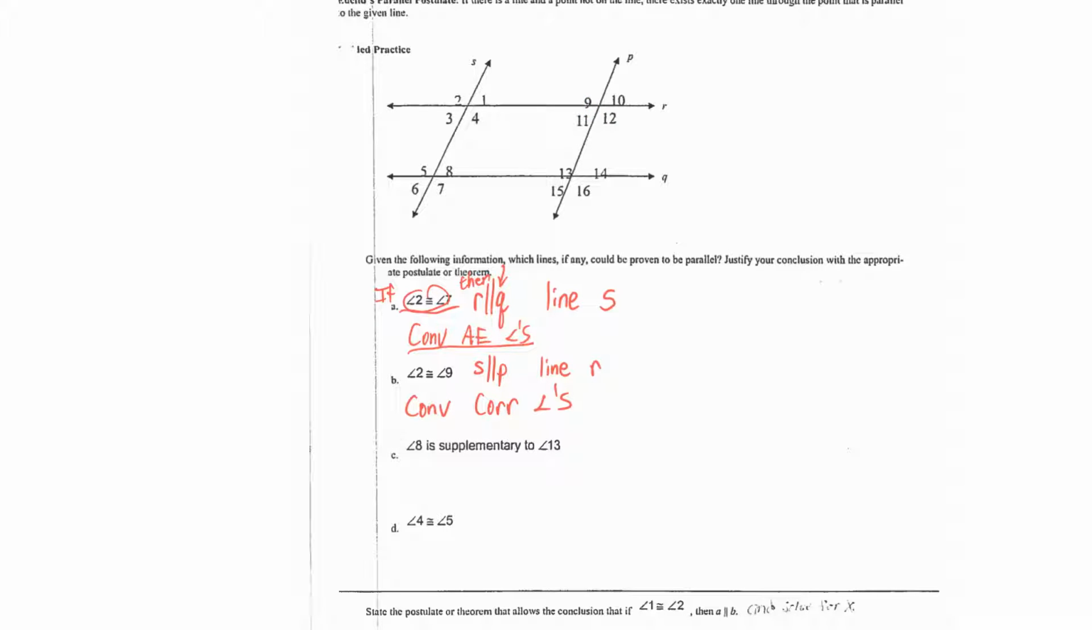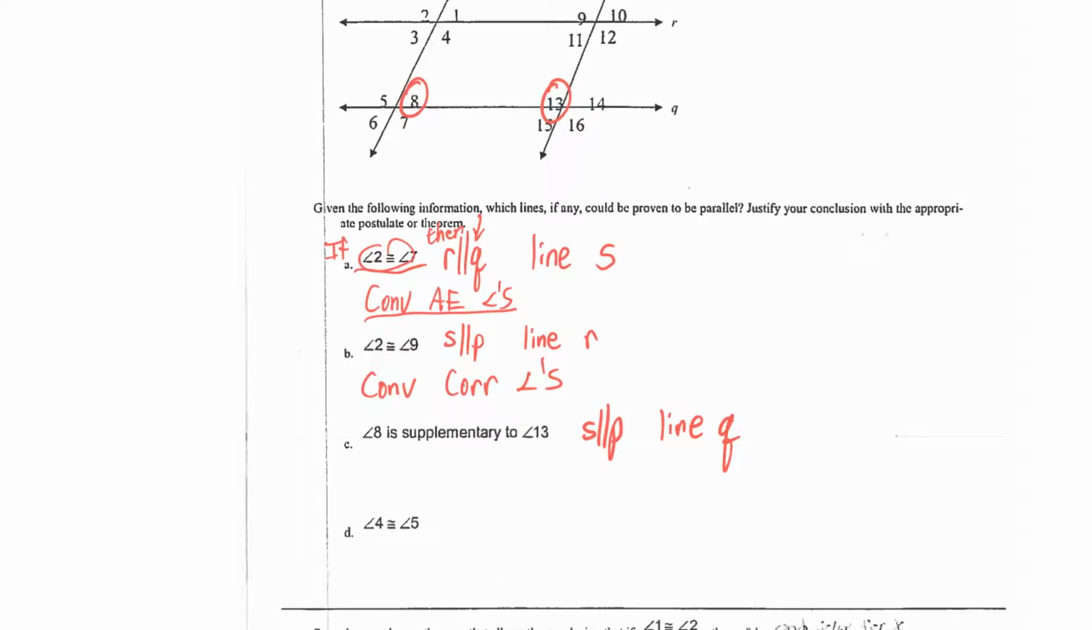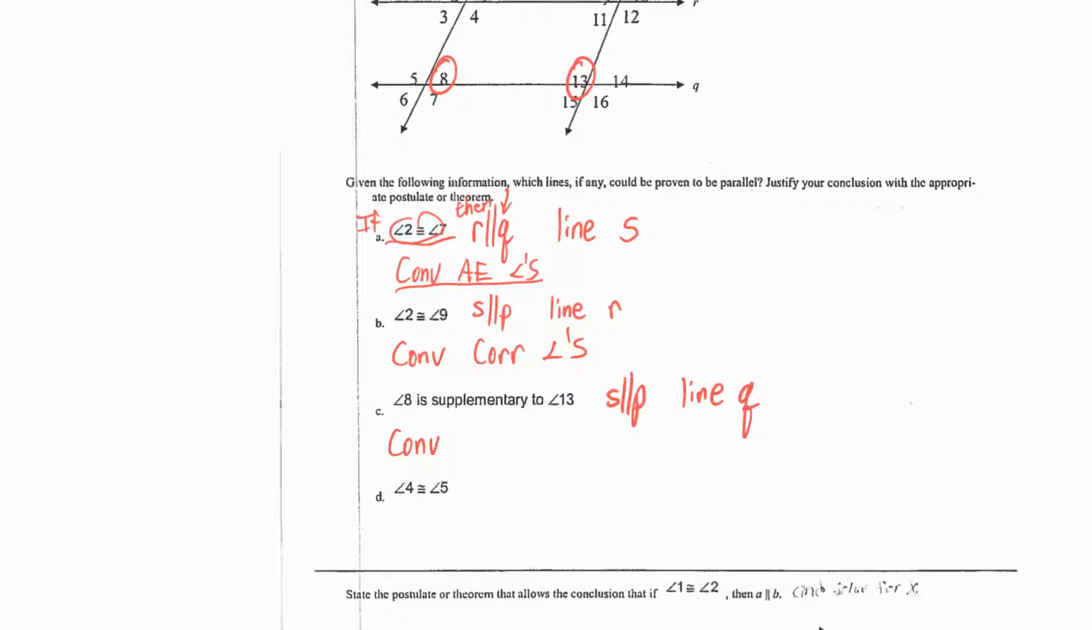Okay, next one. If 8 is supplementary to 13, what two lines are going to be parallel? S is parallel to P. What line is the transversal? Line Q. And which one lets me say that if 8 is supplementary to 13? What type of pair are 8 and 13? Same side interior. Good. So by the converse of the same side interior angles theorem, I can say that if this is true, then this is true.